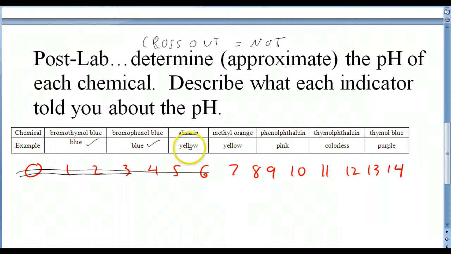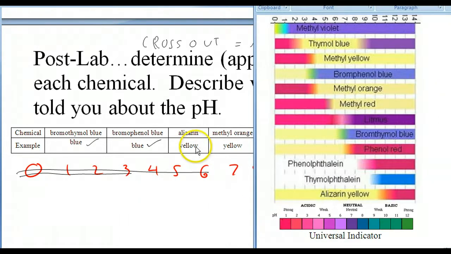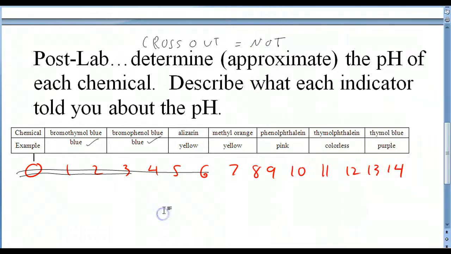So I'm going to do it again. Alizarin yellow is yellow, and that is yellow for a pretty broad range, from 0 to 10 or so. And so we know that it is between 0 and 10, which allows me to cross out the orange and the red, and so that's roughly 11 to 14. The data says it's yellow, so that means it is not red, and red means 11 to 14. So I can cross out 11 to 14.